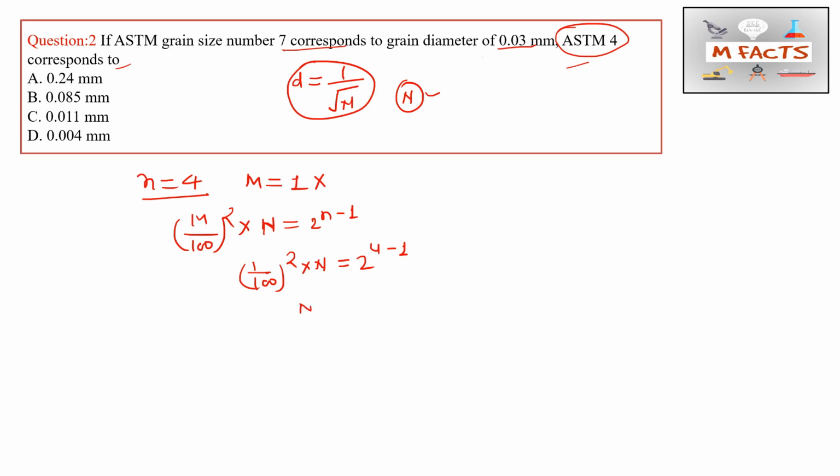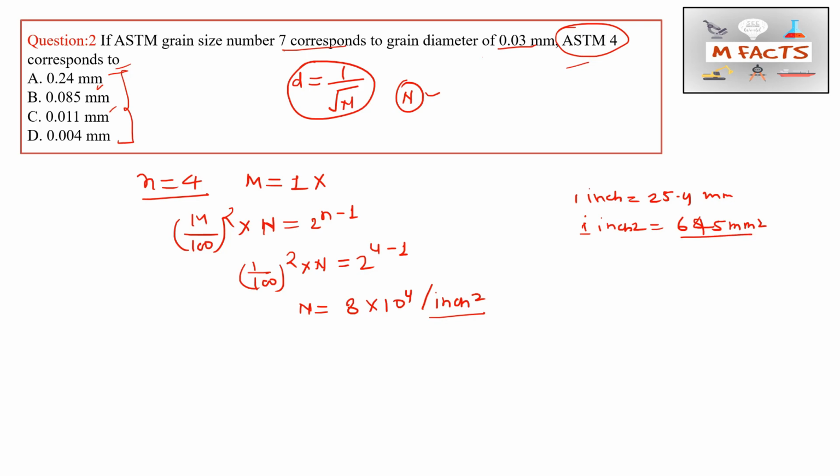This capital N value will be 8 multiplied by 10 to the power 4, and this is per inch square. But in the question they are asking about mm. You can see in the options also they are in mm, but we have inches square. I already told you that 1 inch is equal to 25.4 mm. So 1 inch square will be approximately 645 mm square, more exactly 645.16, but I am taking 645 just for remembering purposes, so that we can remember this value in the exam.